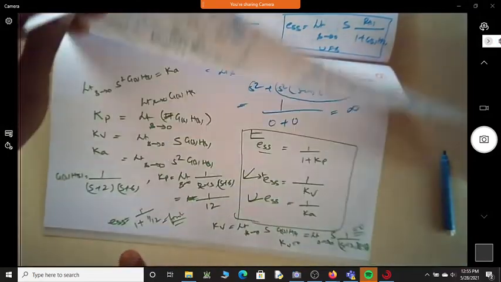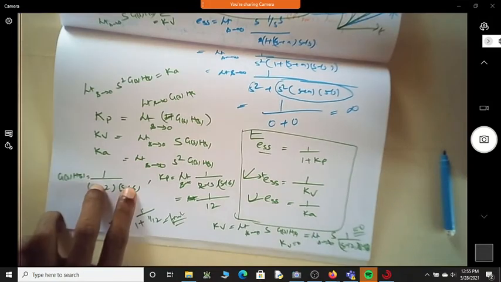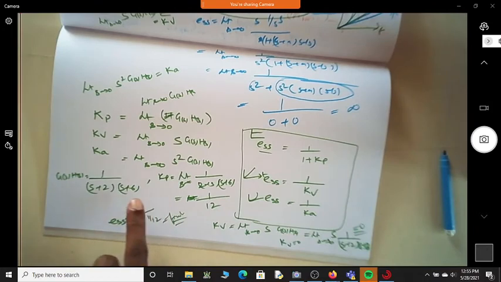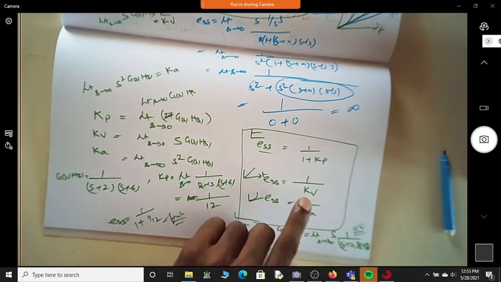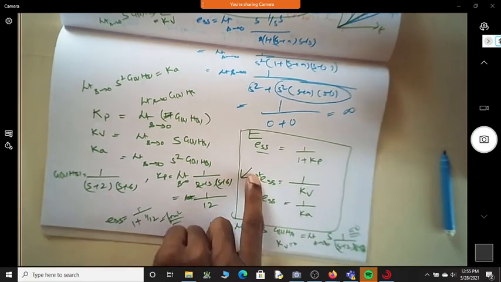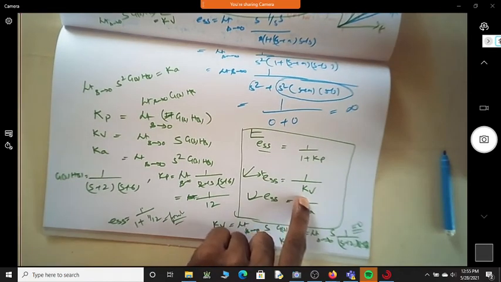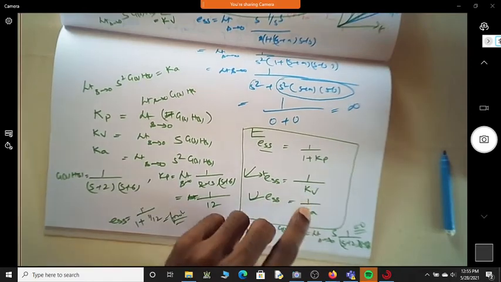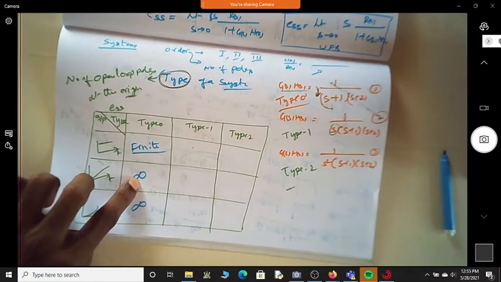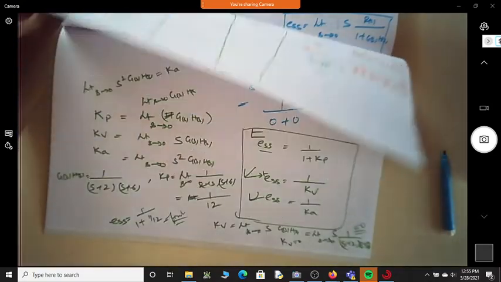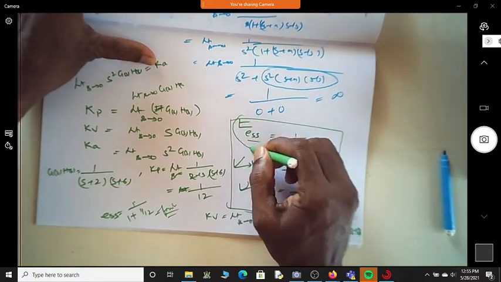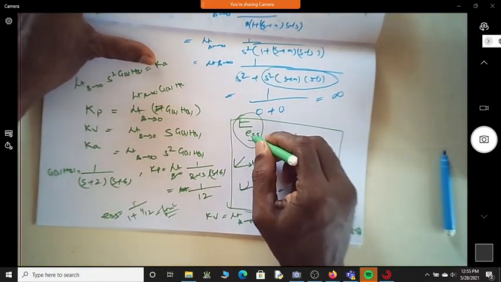Meaning, for a type 0 system, if you apply a ramp input, you have to look at what is Kv. That Kv is 0. If that Kv is 0, then ESS is 1 over Kv, so that's why it is infinity, is what we got earlier also. So it is not very difficult. Given the type of input, what is ESS?